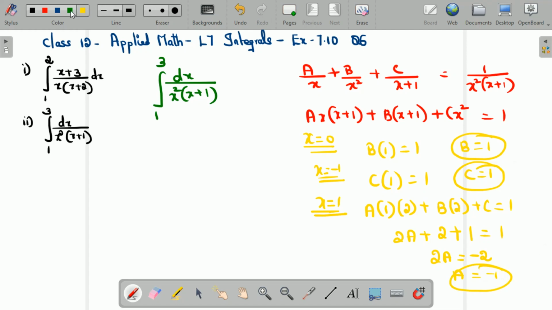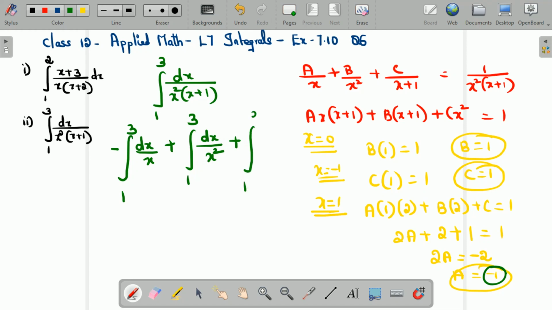Now let's put this in the integration. So integral between 1 to 3, I have A's value is minus 1, so I take the minus directly outside, dx divided by x. Now B's value is plus 1, so plus integral between the limits 1 to 3, dx divided by x squared. Plus C's value is also 1, so it is integral 1 to 3 dx divided by x plus 1.